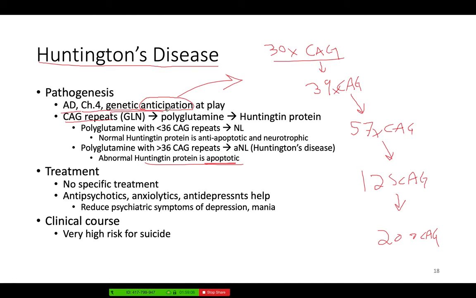With this genetic anticipation, what we're looking for is a patient presenting with some of the symptoms of Huntington's, and they're going to say, yeah, my dad had some kind of problem, but he was much older. I don't understand why I would have this problem at such a young age. Well, we may have Huntington's disease where there's some anticipation, meaning they are going to present much earlier. Not much of a treatment we can give. It's really going to be symptomatic treatment, to reduce some of these psychiatric symptoms of depression and mania, and the risk of suicide is very high in these patients, unfortunately.